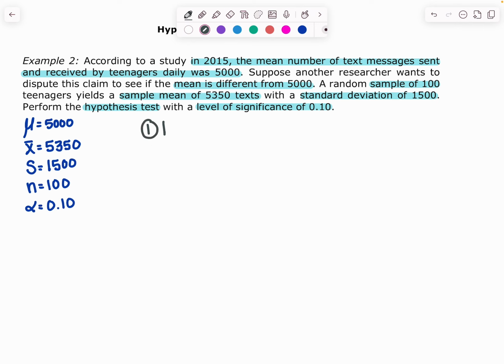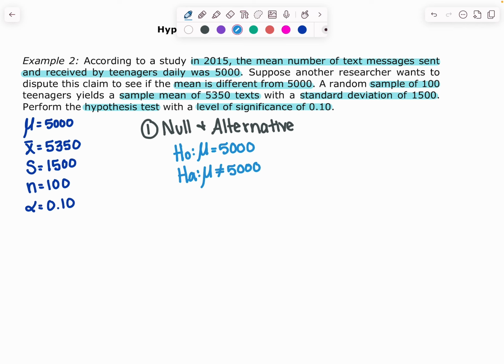First thing, write out the null and the alternative. So we have our H0 and our HA. Our null is going to say mu equals 5,000, and our alternative is mu does not equal 5,000 because of the word different. They don't know if it's greater than or less than 5,000. They just want to see if it's different from 5,000.